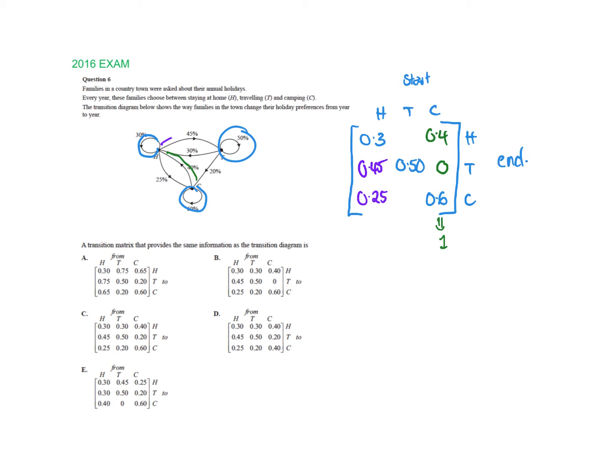And the last one, if I'm at T and I go to C, it's 20%. So at the moment I'm up to 70 in this column, so I want T to H to be 30, which it is, so 0.3. So we're looking at that because they all add up to 1 now. So we're looking for that answer, which looks like it is B.